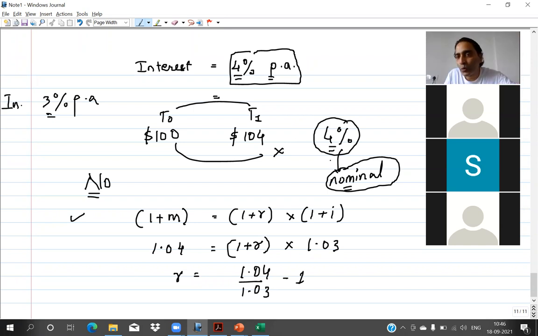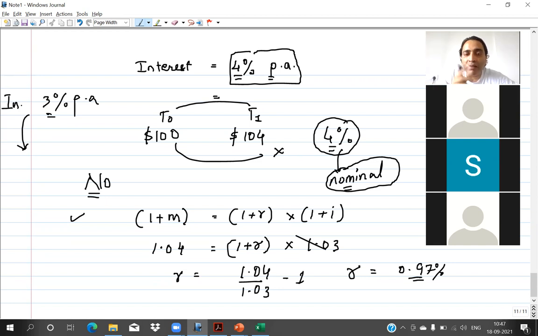One is the face value, which is declared to the world. But in reality, you have earned only 0.97% on your money. बाकी सारा तो inflation आके खा गया. Inflation has come and disrupted your earnings. So your real rate of earnings is only 0.97%. However, the manager has told you that he is going to pay you 4%, which is the nominal rate.